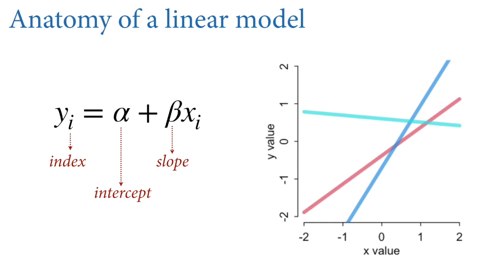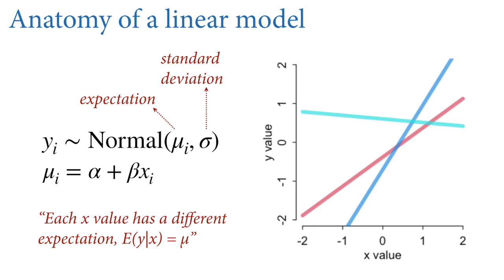What's different about a linear regression is that the equation for the line doesn't tell you where the observed values on the vertical axis are, the y values. It tells you where the mean values are. And I'll say that again. In a linear regression, the equation for the line doesn't tell you where the observed values are. It tells you where the expectation of the observed values will be.